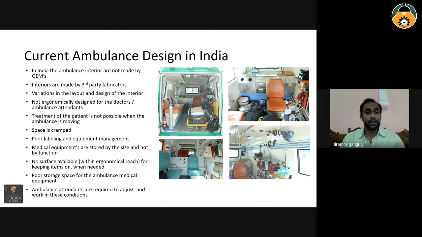The current ambulances were never made by OEMs, they were made by part fabricators, with very cramped space, absolutely horrible surfaces, and poor storage. And as we can see in the pictures in the corners over here, it just did not make any sense as to how people could operate in these sorts of conditions.